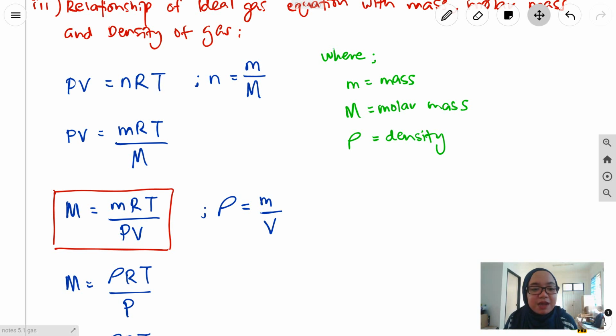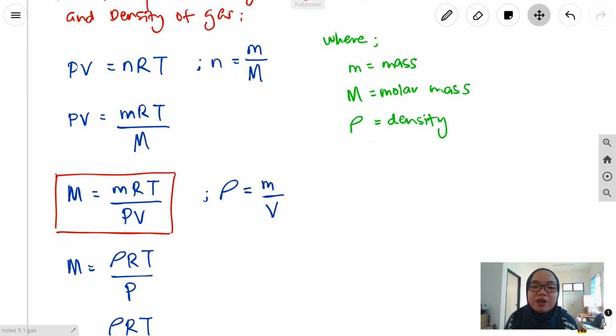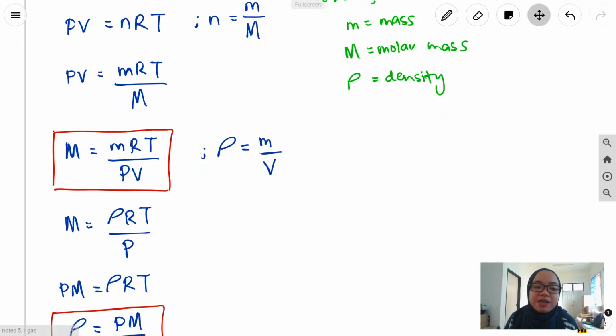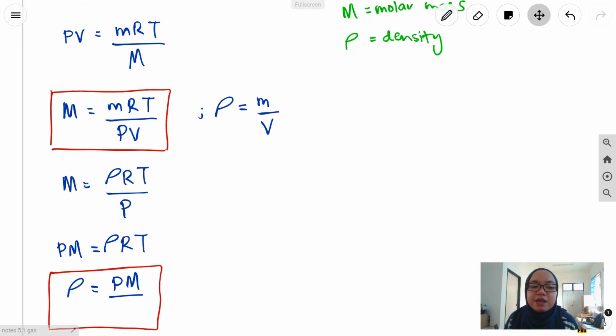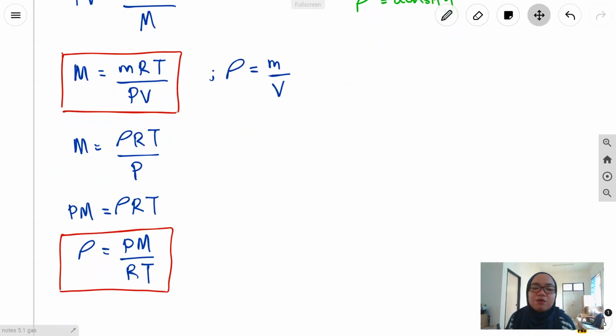We also know that density equals mass over volume. Since we have mass over volume here, we can substitute density into the formula. So when we substitute, we get molar mass equals density times RT over pressure. When we rearrange the formula, we get density equals pressure times molar mass over RT. This is how we derive and relate the ideal gas equation to mass, molar mass, and density of the gas.